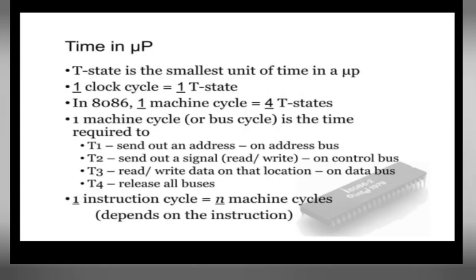Then, we already know that timing in the microprocessor is the clock cycle state. At least one machine cycle has four time states, separated as T1, T2, T3, T4. Each instruction cycle has a number of machine cycles, depending on the instruction in the 8086 microprocessor. Actually, we know time equals 1 by f. If the frequency is known, the time can also be calculated.